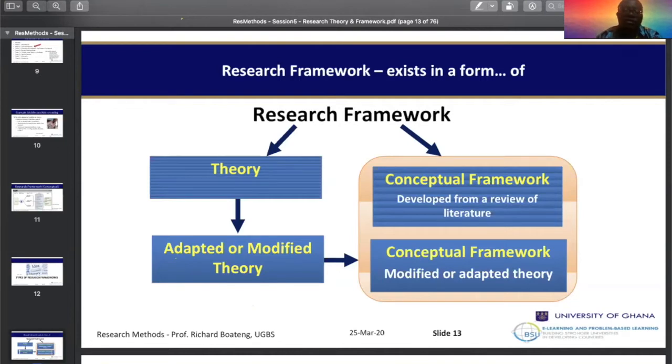Because in carrying out a research, you have to tell us how you are going to address the phenomenon you're studying. So I read existing literature and I find a theory. So I say, okay, this theory explains how to find the area of a rectangular object. But I'm going to buy this piece of land.